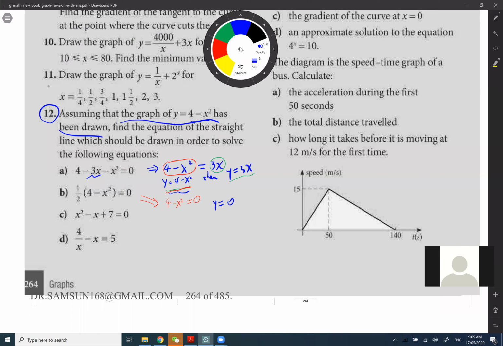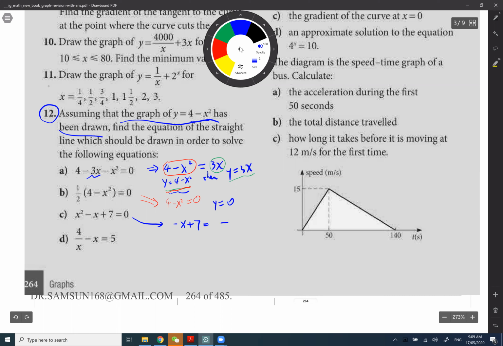Question C. C is harder. You need to make one side 4 minus x squared. For example, if we work out step by step, negative x plus 7 equals negative x squared. You need 4 minus x squared, so we plus 4 on both sides. We get one side 4 minus x squared. The other side is negative x plus 11.